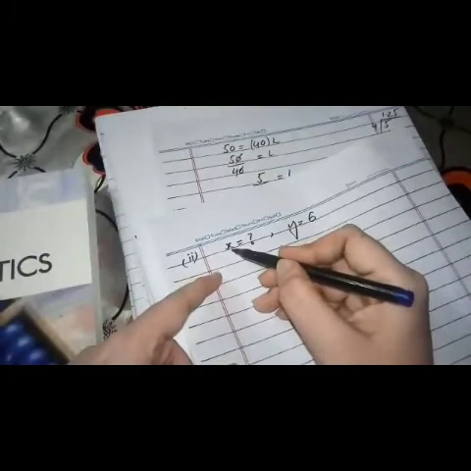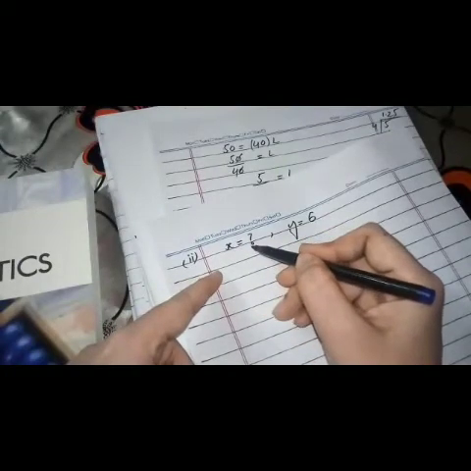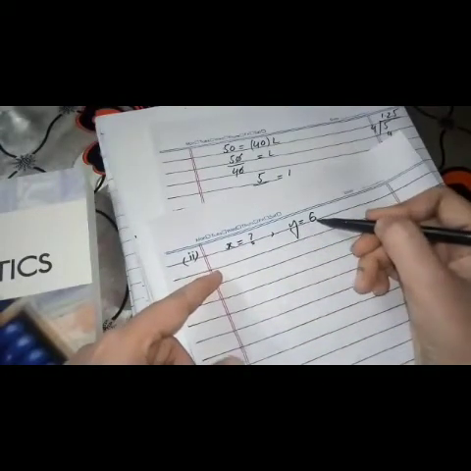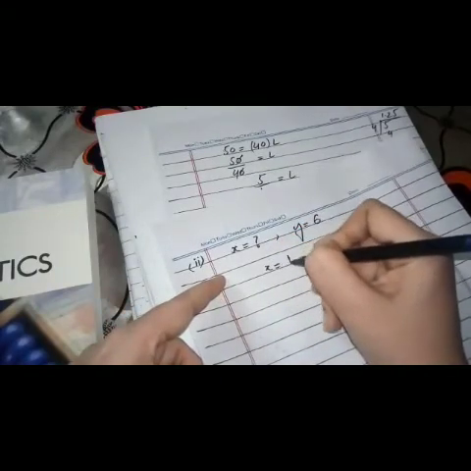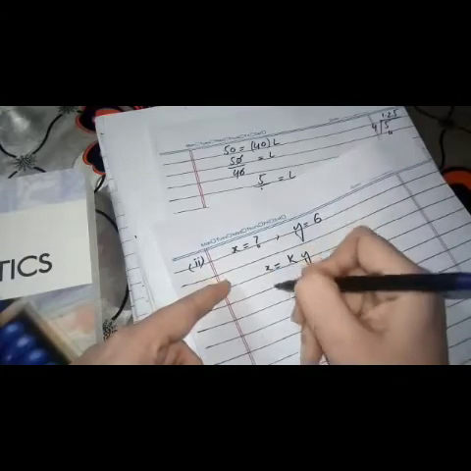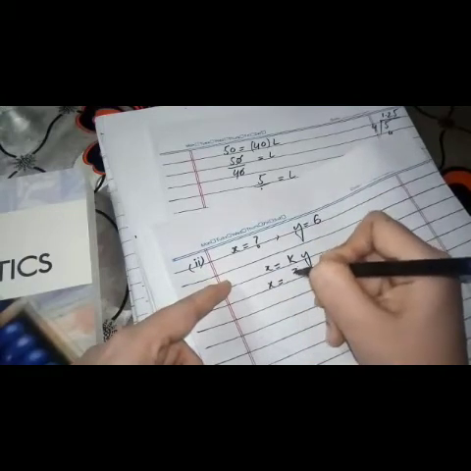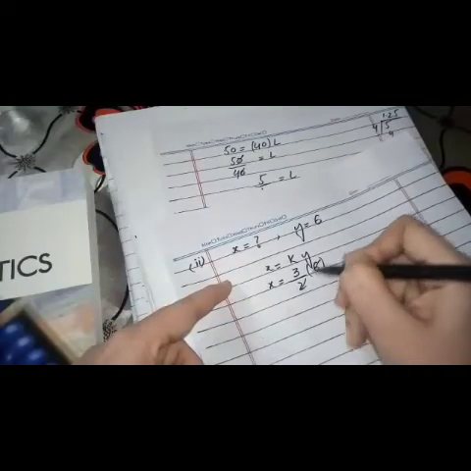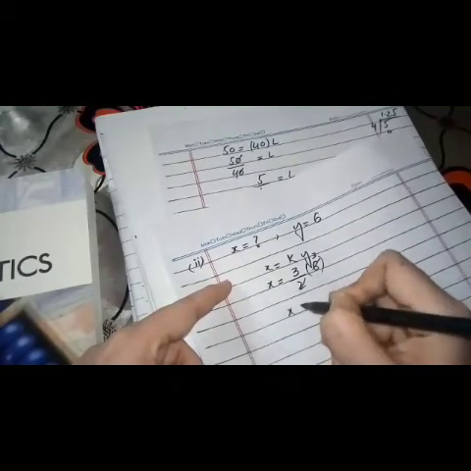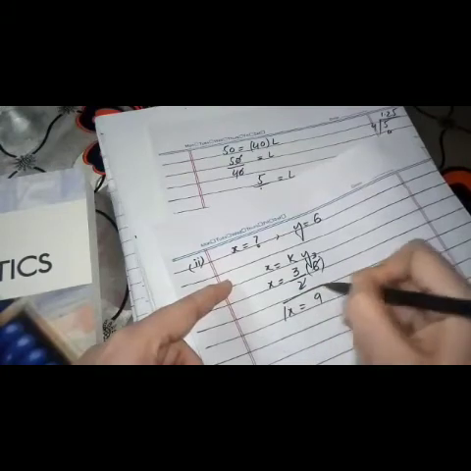Okay students, in part 2 x we have to find, x is required and y is given. It's given data. With the same equation, k value is 3 by 2 and y is 6. So x is equal to 9.